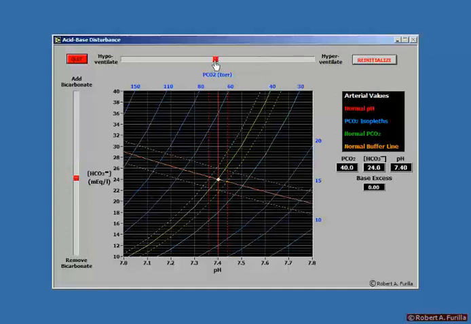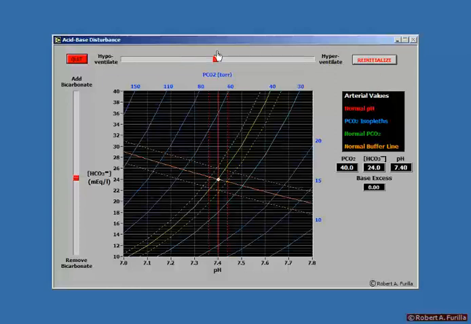Why do I point that out? The normal range of base excess is plus or minus 2. So the base excess from here to here would be plus 2. The base excess from here down to here would be minus 2. So plus and minus 2 represents our normal range. So if I were to do this, we would have to say the base excess is within plus or minus 2. Therefore, we cannot assume any renal compensation for this respiratory acidosis.